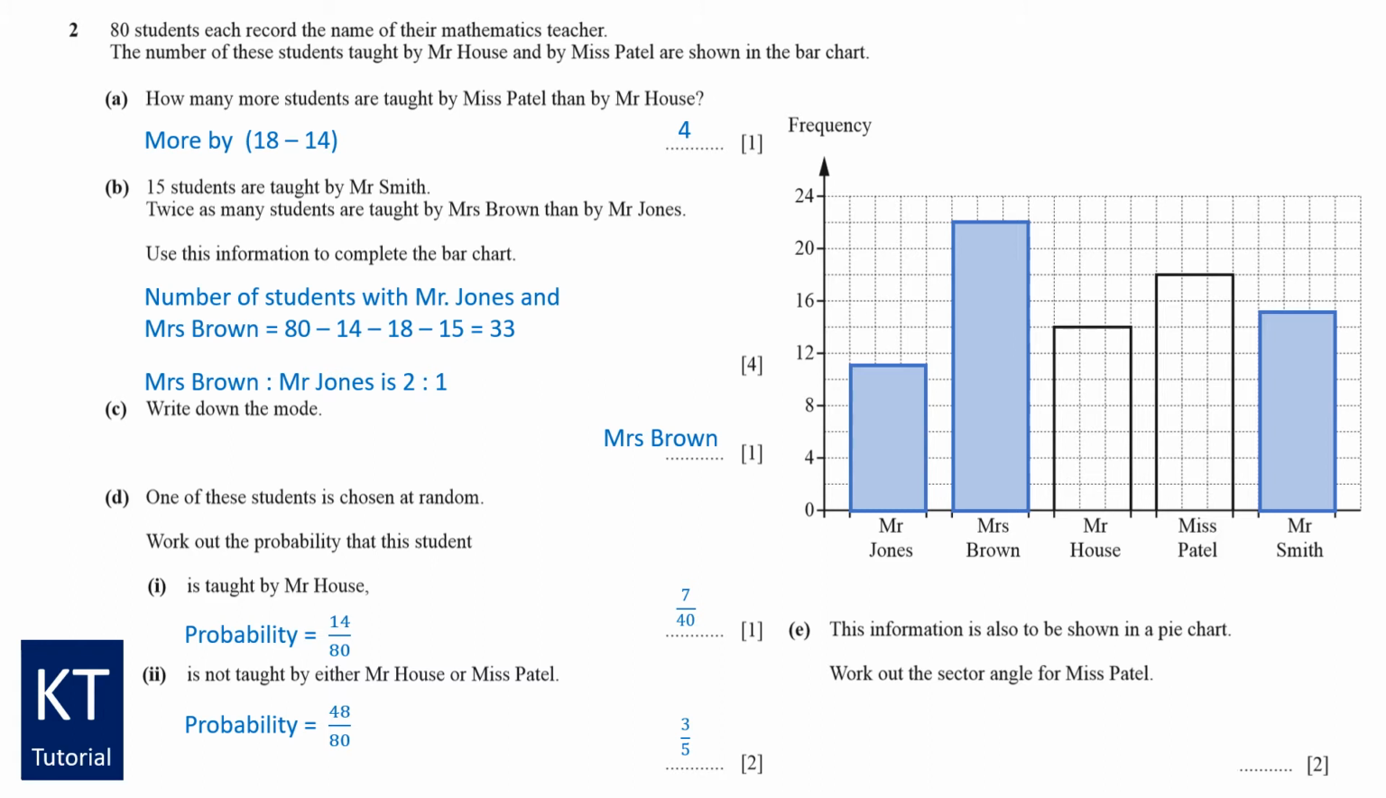Next, this information is also to be shown in a pie chart. Work out the sector angle for Ms. Patel. This will be the ratio of 18 out of 80 against the angle of 360 degrees.